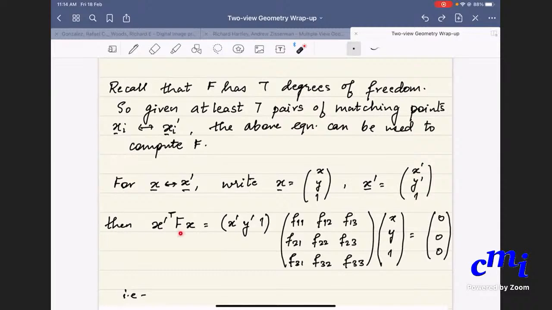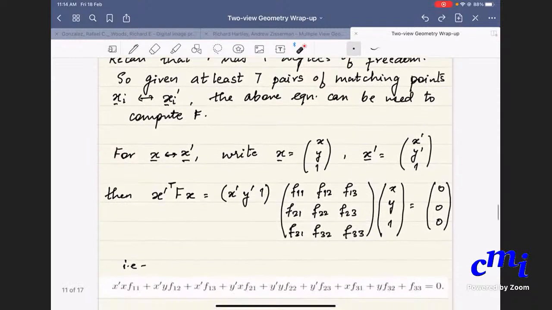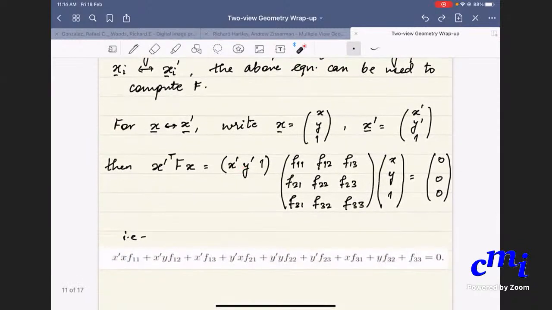Then x prime transpose F x will be just this multiplication, and this can be simplified. If you simplify this and write down terms with these coefficients, f11 is going to appear with x prime x, f12 is going to appear with x prime y, and so on. I've just written that equation here. This matrix multiplication equal to 0 will give us this equation.